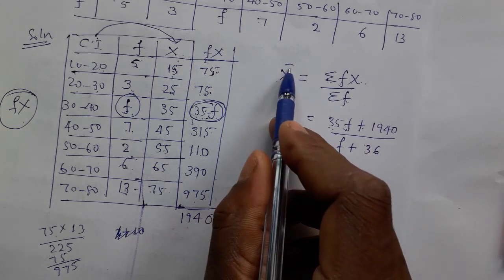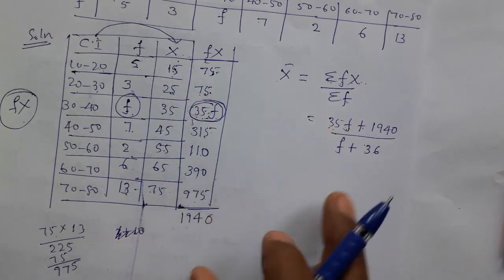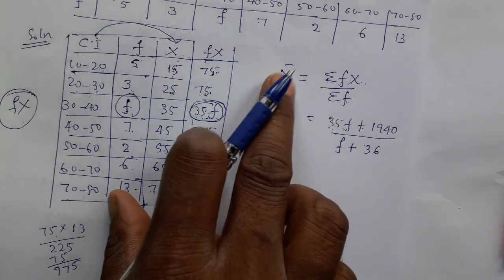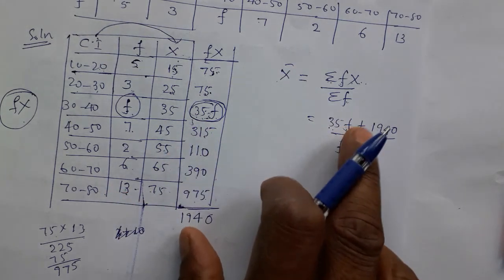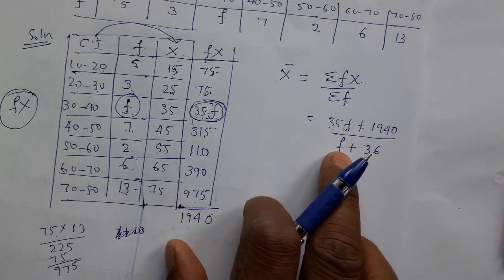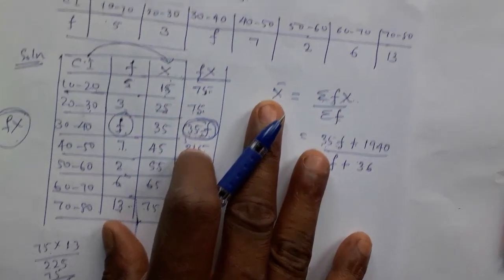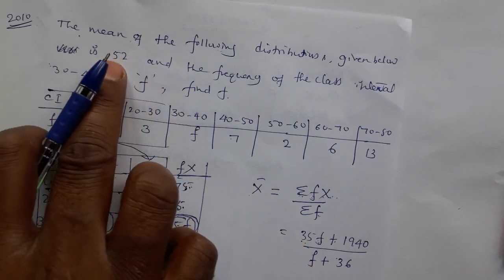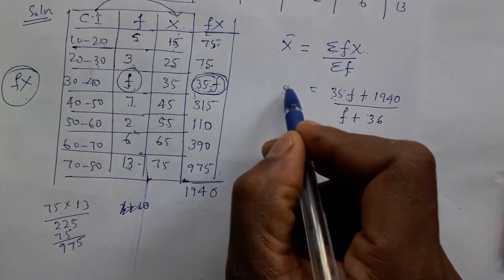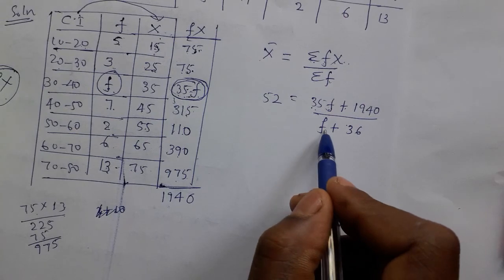And this x bar, what is the meaning? X bar meaning is mean. So in case frequency is unknown, definitely they'll give the mean. If frequency is given, we will find out the mean. But in this problem, frequency is unknown. So therefore, x bar we need not find out, because it is given. Look at here, 52. 52 is the mean. Write it. Now we go for cross multiplication.